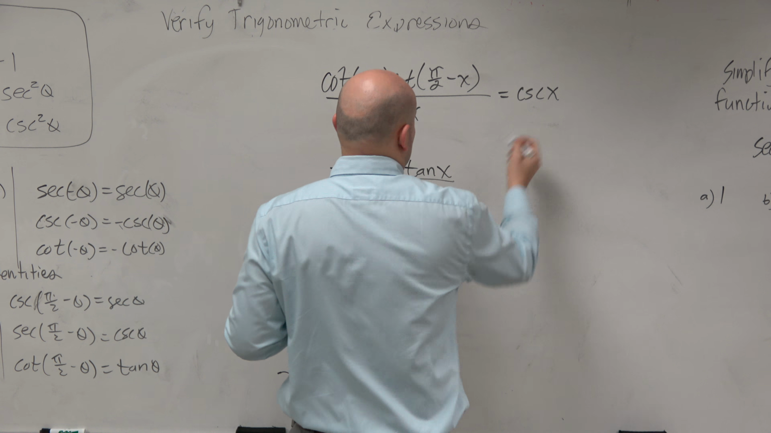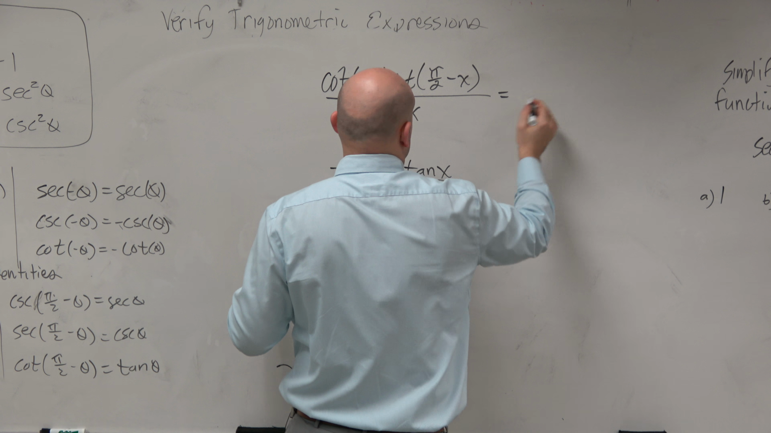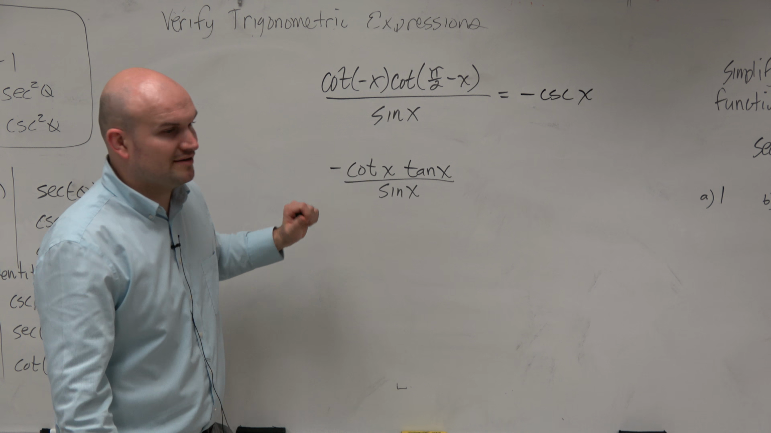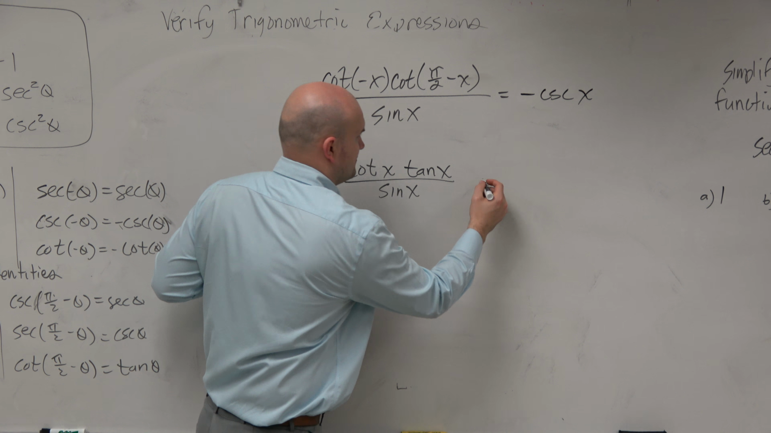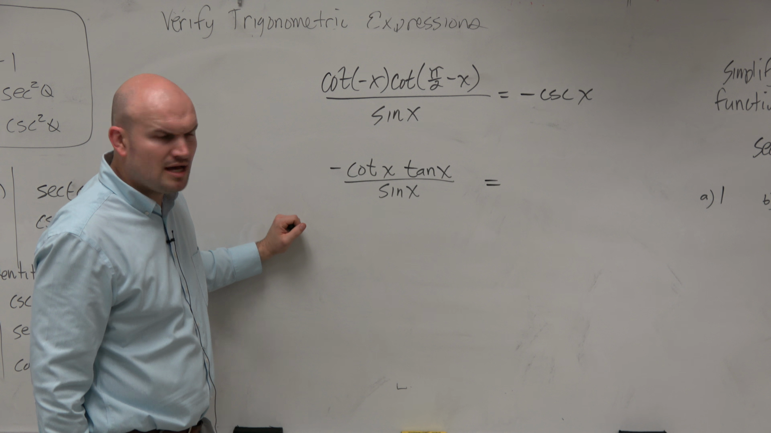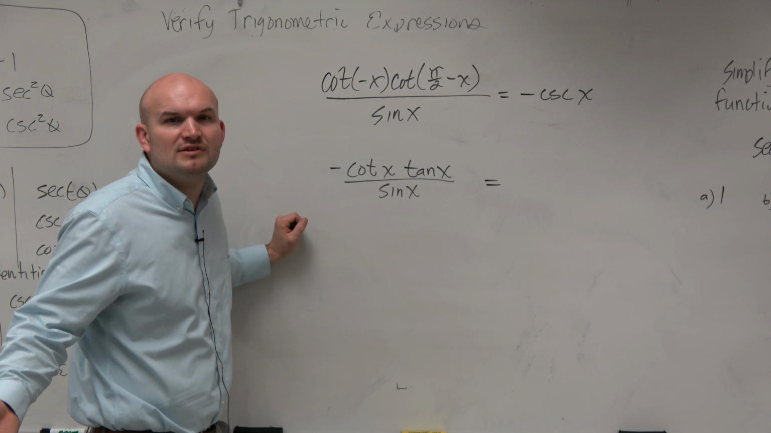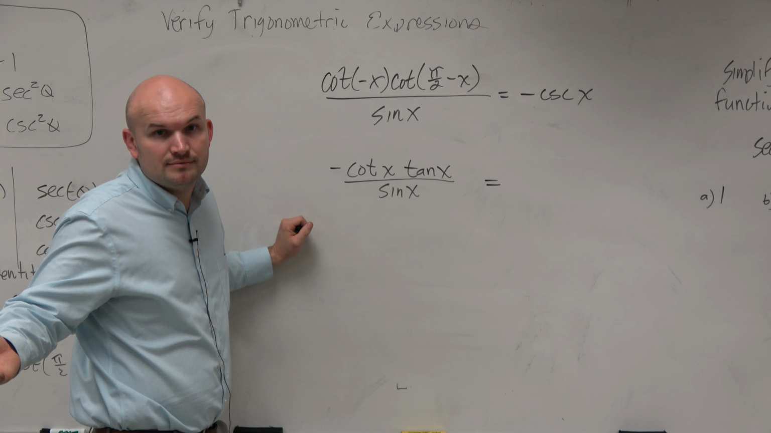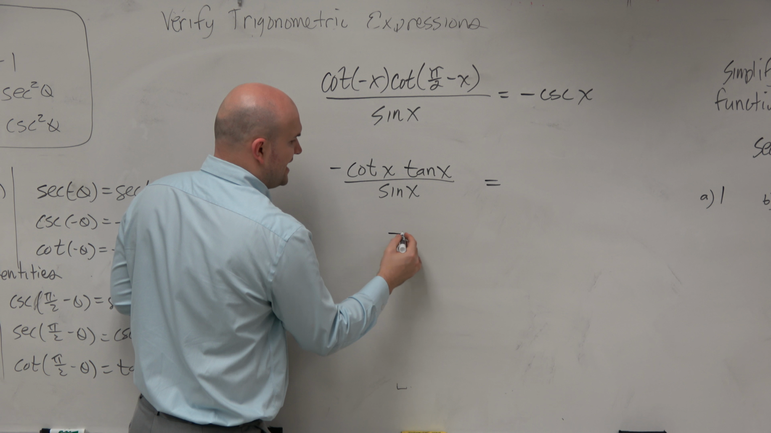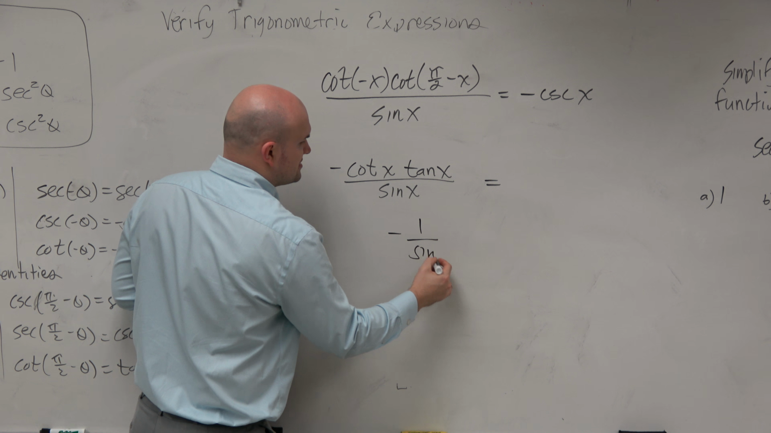Wait. Dang it. I keep on messing up my answer. Sorry about that. That should be a negative cosecant. Does that apply even if the cotangent is negative? Yeah. Like what's negative 1/4 times 4? Negative 1, right? So yes. So therefore, what this gives us is negative 1 over sine of x.